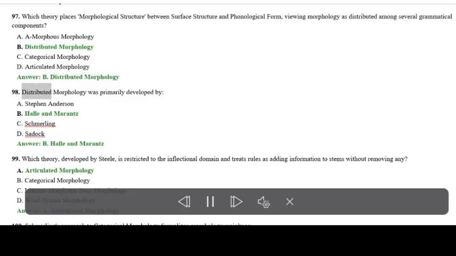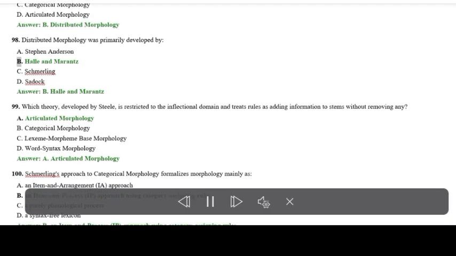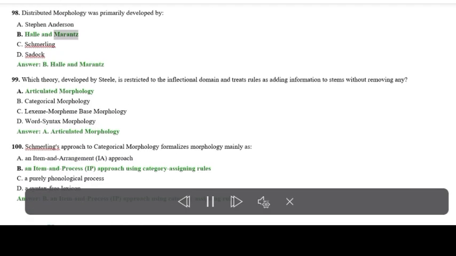98. Distributed morphology was primarily developed by A. Stephen Anderson. B. Halle and Marantz. C. Schmerling. D. Sadock. Answer: B. Halle and Marantz.